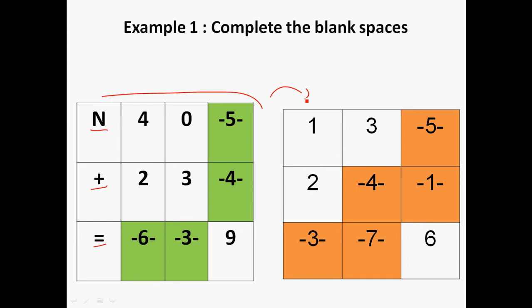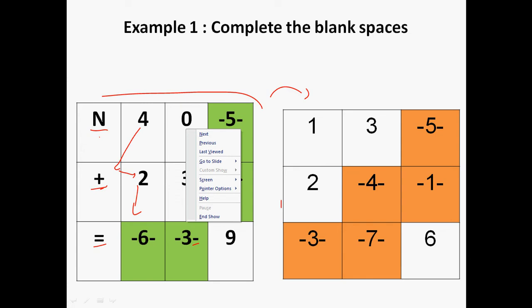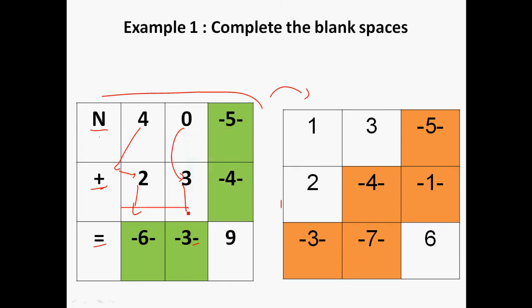In the other table, it is not here because it is the same in your book and the same in your question. 4 plus 2 equal 6. Question number 2, 0 plus 3 equal 3. One more time. Here you have a number, plus and equal. In the table, every colored number is the answer that I write for you. Look here, the green numbers are the answers that I write for you.